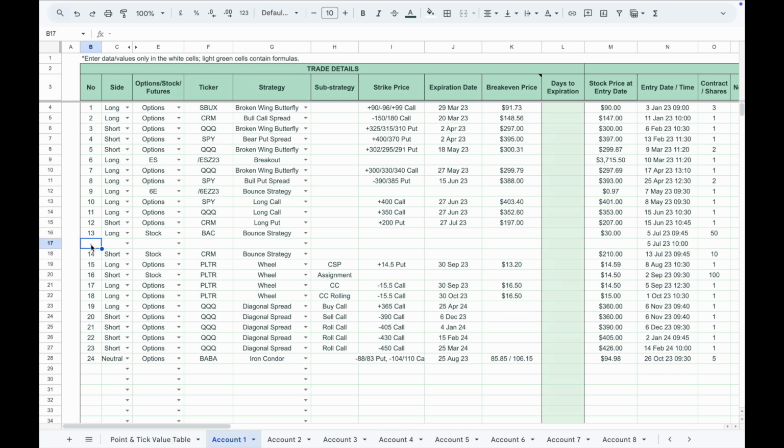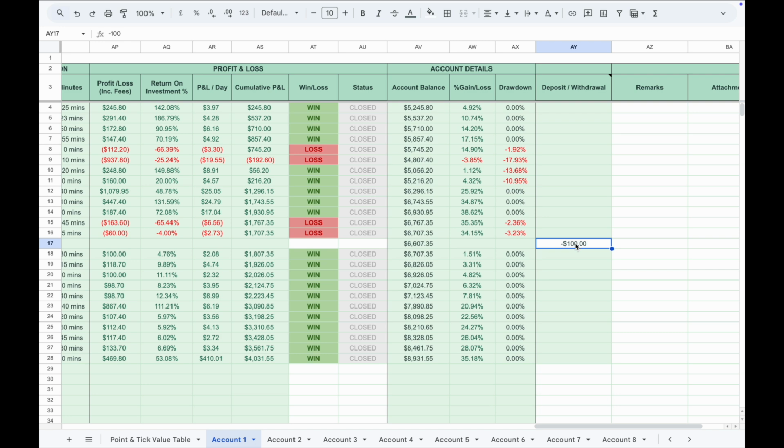If you have any funds deposit or withdrawal, you can input the details into this trading journal. First, under the trade number, input a dash sign so that it will not be counted as a trade. Then input the deposit or withdrawal date. After that, under the deposit or withdrawal column, input the amount of money deposited or withdrawn. Remember to put a minus sign in front of the amount if you withdraw money from the account.